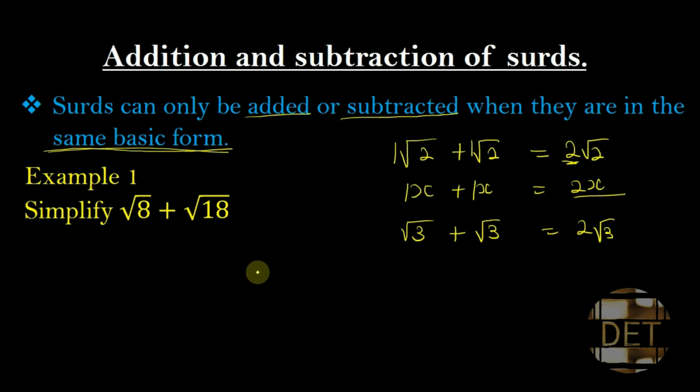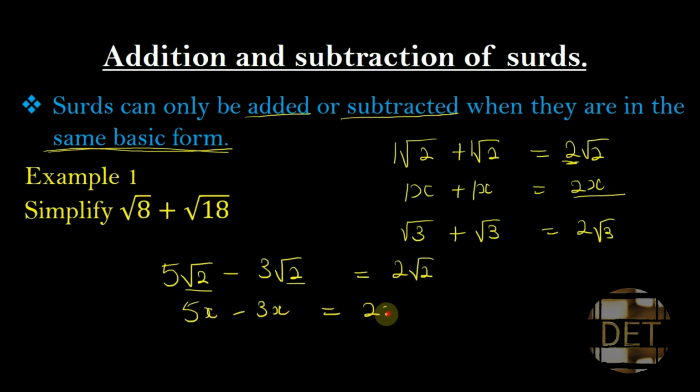So let's talk a bit on subtraction. Let's say I have 5 root 2 minus 3 root 2. Because these two surds are in the same basic form, root 2, root 2, 5 minus 3 will give me 2. So this will be equal to 2 root 2. It's just like in algebra, where 5x minus 3x will be equal to 2x.